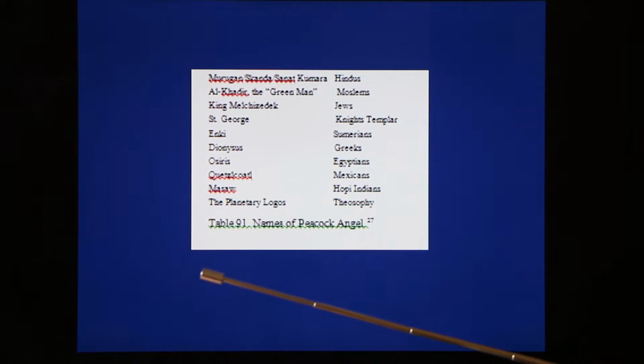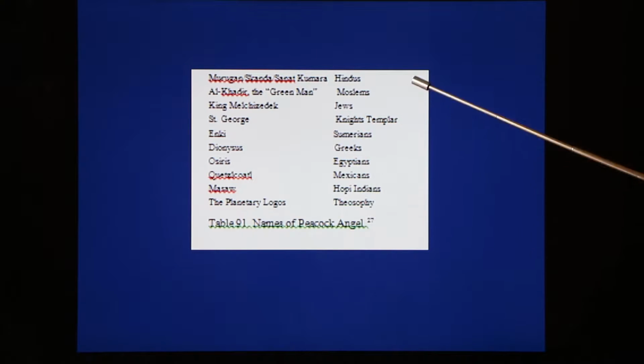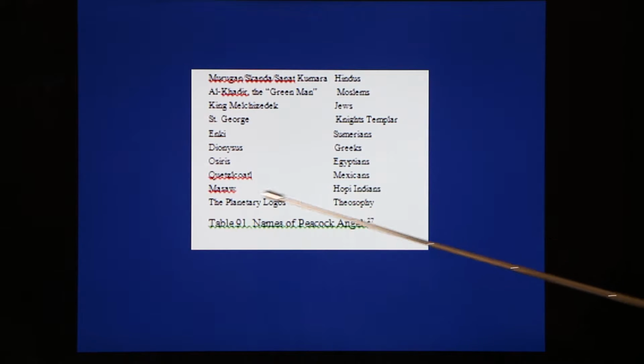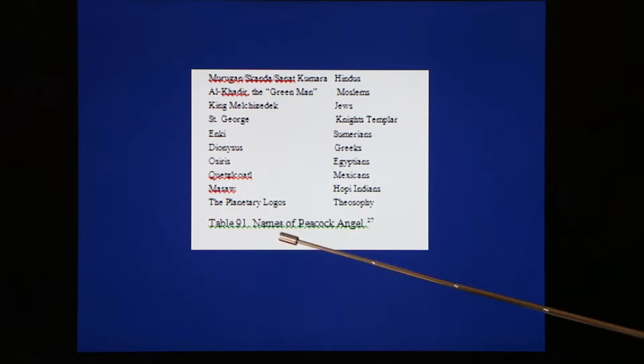The names change enormously. So Murugan, Skanda, Sanat Kumara, Kartikai, it becomes Al-Qadir, or the green man of the Muslims, King Melchizedek of the Jews, St. George of the Knights Templar, Enki of the Sumerians, Dionysius of the Greeks, Osiris of the Egyptians, Quetzalcoatl of the Mexicans, Macaw of the Hopi Indians, and the planetary logos of Theosophy. So names that on the surface we would never even think of connecting are connected somehow at this deeper level.